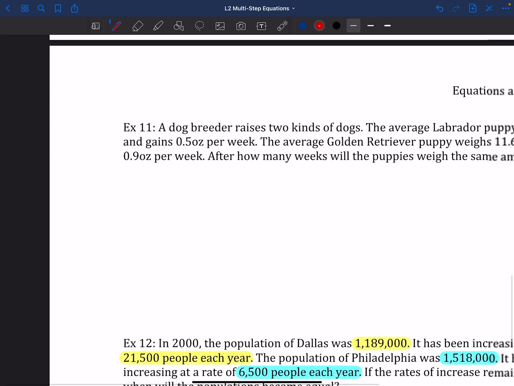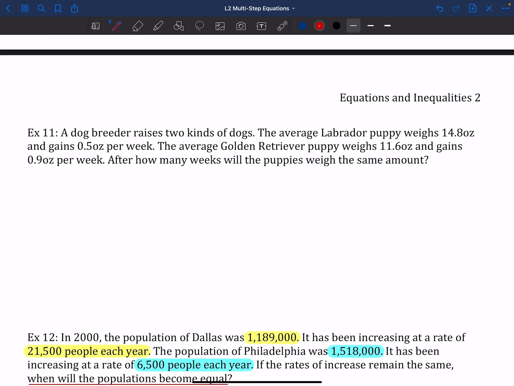And that's these word problems, right? So when we're setting up word problems, and I'm going to try and be as quick as I can about these, it's really just about grabbing the important information and figuring out what side to put it on. So we've got a dog breeder raising two kinds of dogs. We've got Labrador puppies and Golden Retriever puppies, and we've got some information about each one. This problem is asking us, after how many weeks will the puppies weigh the same amount?